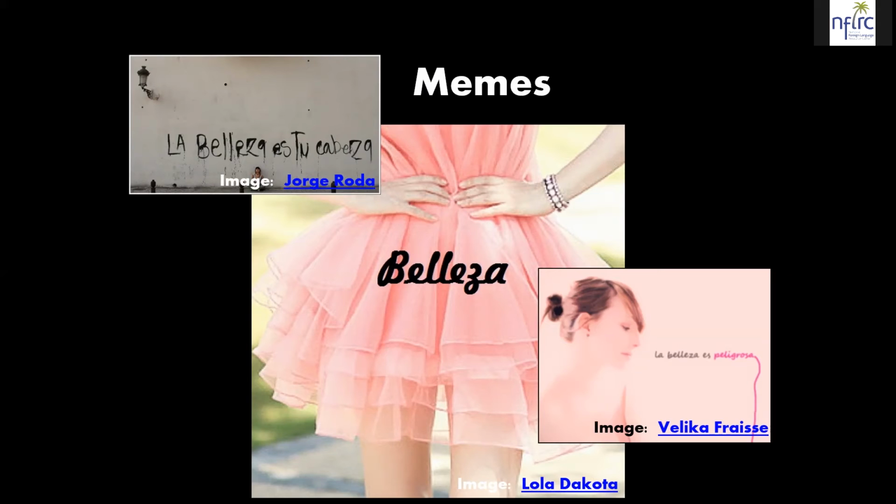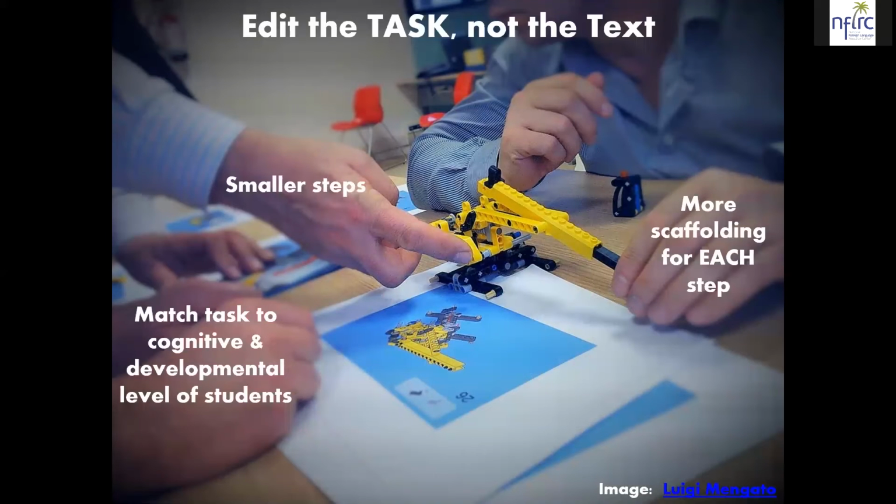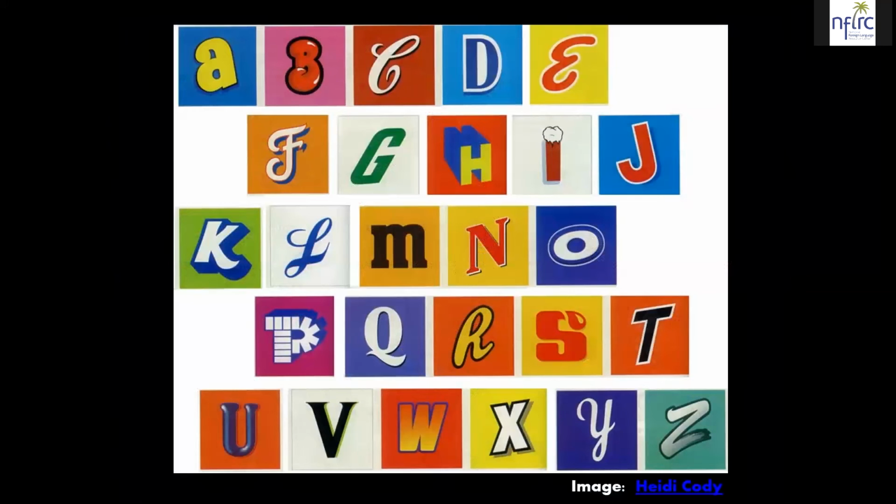And so by the time they've finished a 10 or 15-minute activity where they have been working through these different slides together and thinking about the different ways that people talk about beauty and think about beauty, then they're prepared to do some heavier reading or listening or viewing or producing in terms of that topic. We also want to make sure that we're asking them to edit the task and not the text, and that means providing smaller steps, giving more scaffolding for each step, and matching the task to the cognitive and developmental level of our students. So what does this look like in practice?